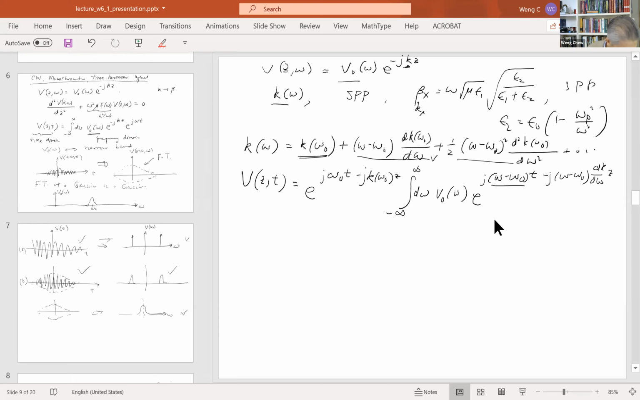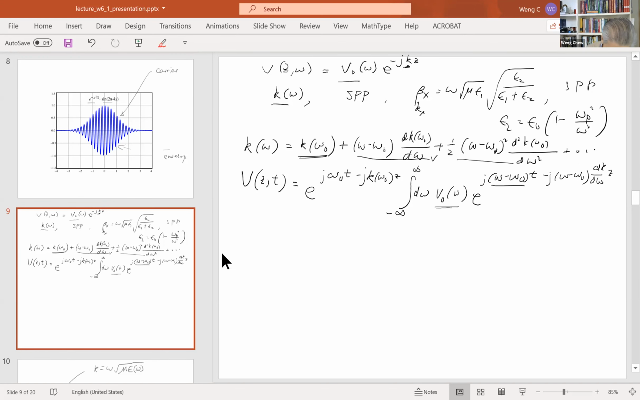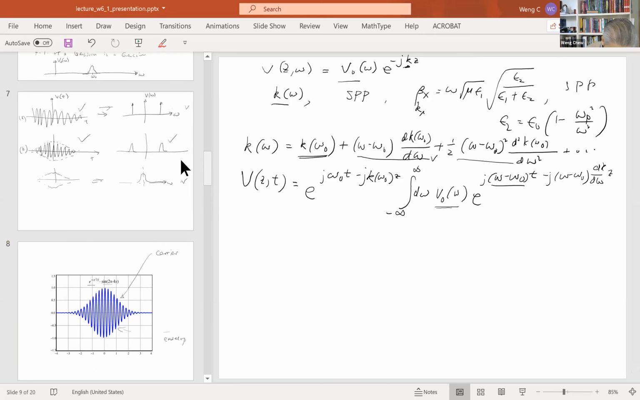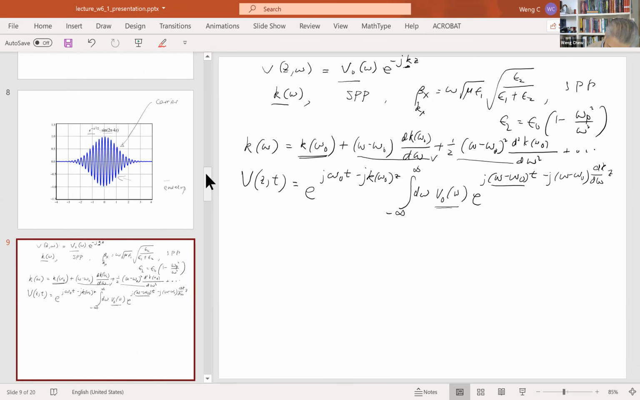But V naught is going to be narrow band. I only need to integrate this over a very narrow bandwidth of frequencies, okay? So I can see that if I look at the complicated expression here, it's actually a function of t minus z times dk over d omega, okay?